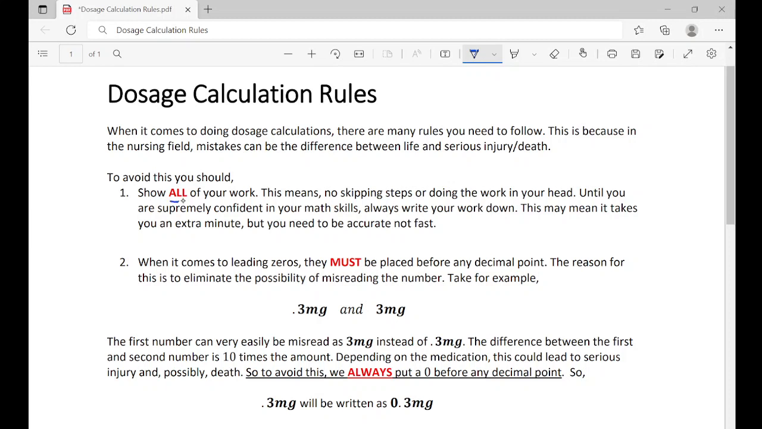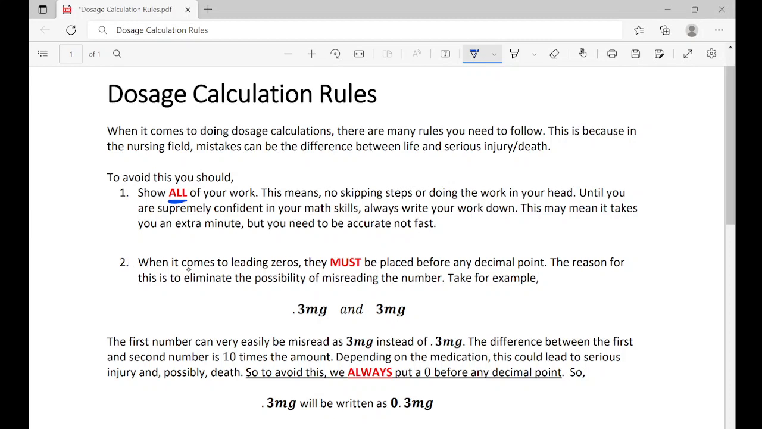First, show all of your work. This means no skipping steps or doing work in your head. Until you are supremely confident in your math skills, you should always write down your work, even if you are confident. It's best to just do it anyway. Now, this may mean that it takes you an extra minute to do the problem, but in the nursing field, you need to be accurate, not fast.